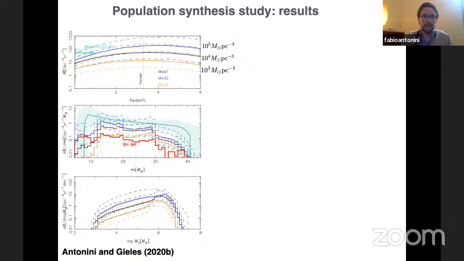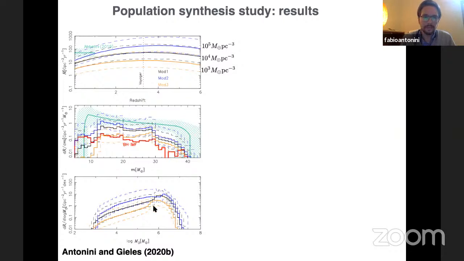So these are finally the results. The upper panel shows the merger rate as a function of redshift for models that start in which clusters have a density of 10^3, 10^4, and 10^5 solar masses per cubic parsec. The middle panel gives the mass distribution of the black hole binaries that merge in the local universe. This is the primary black hole mass. And the lower panel gives the distribution of the globular cluster masses for the globular clusters that actually produce the black hole binaries in the local universe.